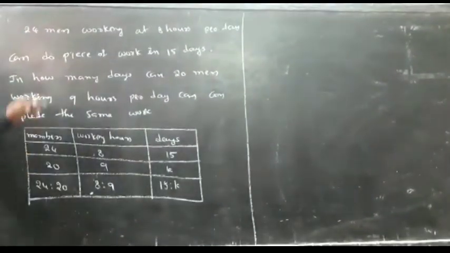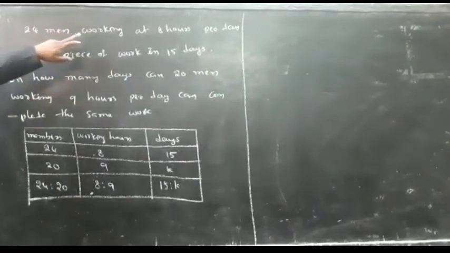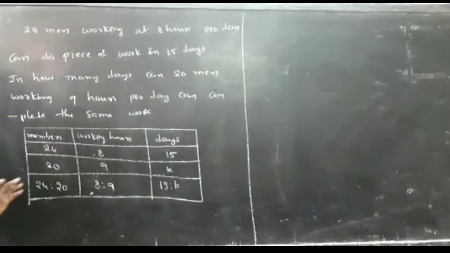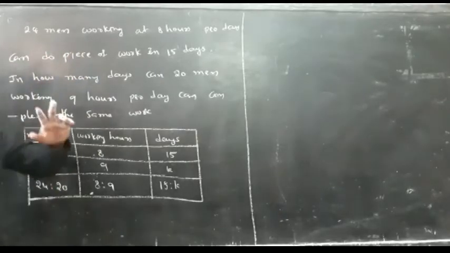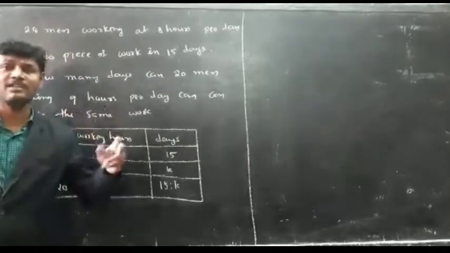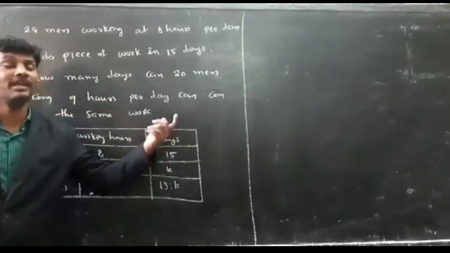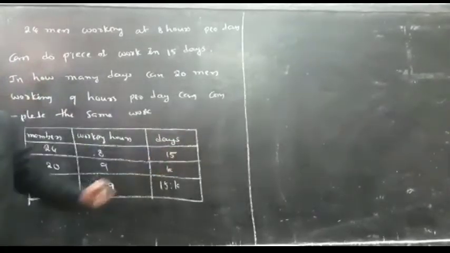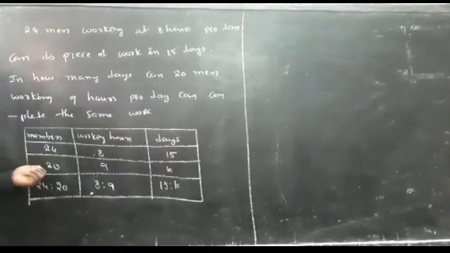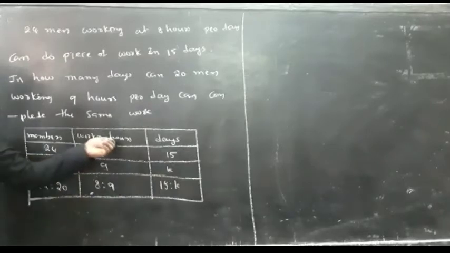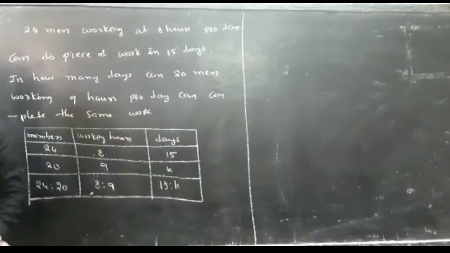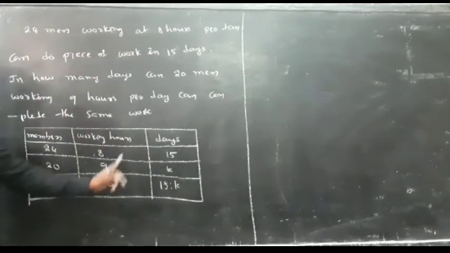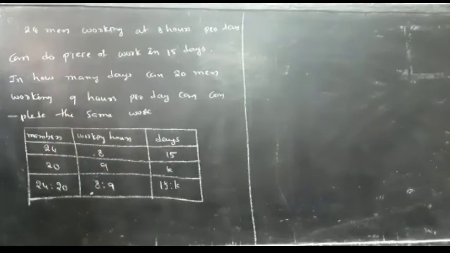See here, 24 men working 8 hours per day can do a piece of work in 15 days. So here 24 members work 8 hours per day and complete the work in 15 days. Then if 20 members work 9 hours per day, how many days will they take to complete that work? Here we consider the ratio of the members, the ratio of the working hours, and also the ratio of the working days.